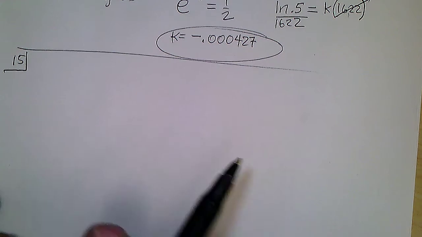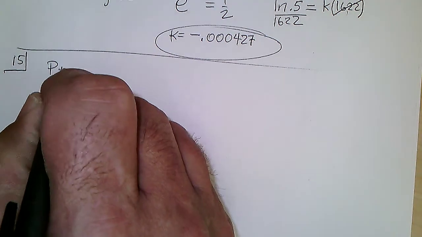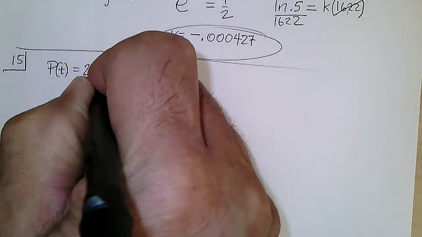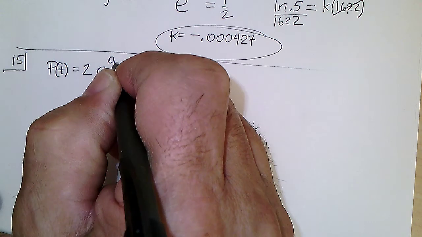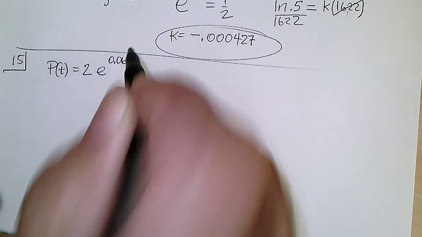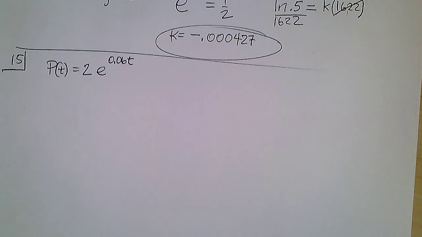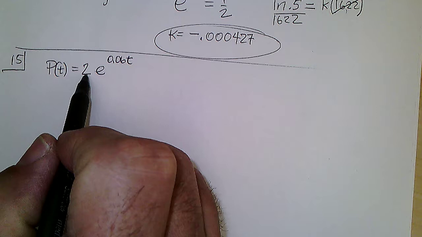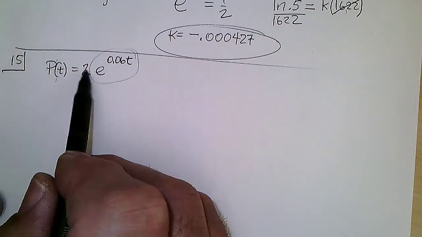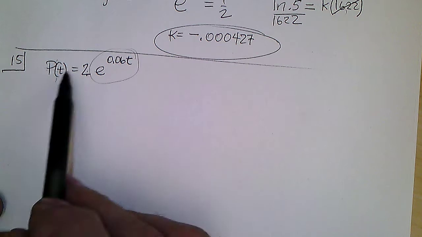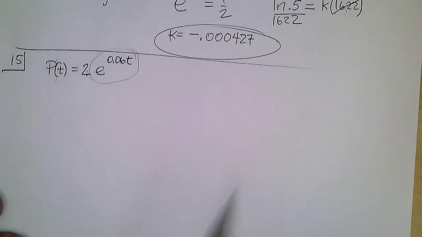Okay, 15 says the population of a city is given by the formula P of t is equal to 2 e to the 0.06t, and this is in millions, so 2 million is the starting, where t is measured in years. Calculate the time for the population to double. So this would have to be 2, and we don't really care about that. Or we could put 4 here, which would be double that, divide by 2, and 4 divided by 2 is 2. This has to be 2.